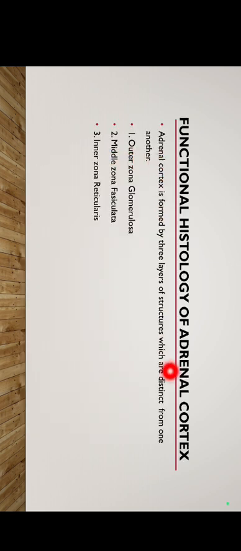Functional histology of the adrenal cortex. So, the adrenal cortex is formed by a three-layered structure, each distinct from the others. We have three parts, which are outer, middle, and inner. The outer part is zona glomerulosa, the middle is zona fasciculata, and the inner is zona reticularis. For this, we have a mnemonic, which is GFR.